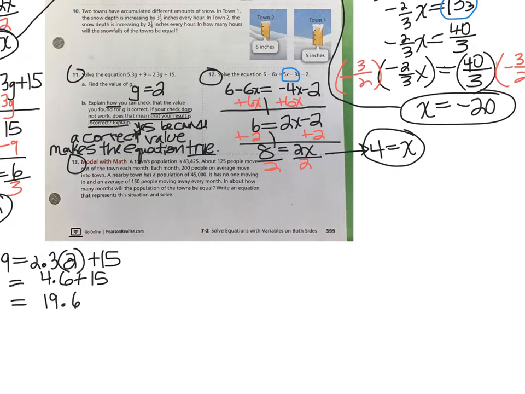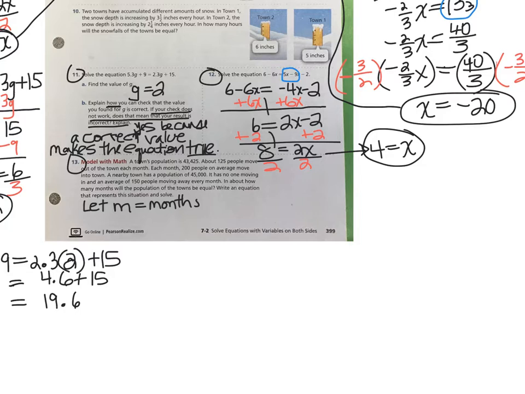So the first thing that we need to do is define what the variable is and what it represents. So we're going to let M equal the number of months. Now take a look at the problem so that we can set this up and we know what we're going to be solving. A town's population is 43,425. About 125 people move out of the town each month. Each month, 200 people on average move into town.